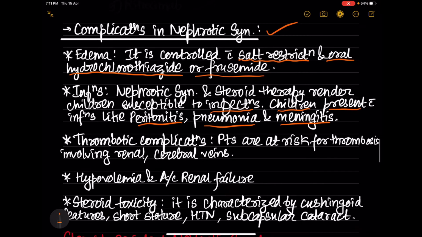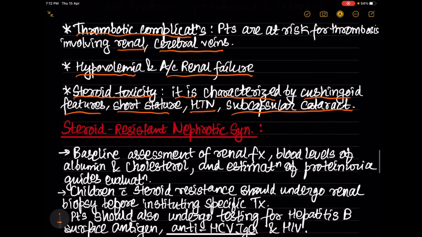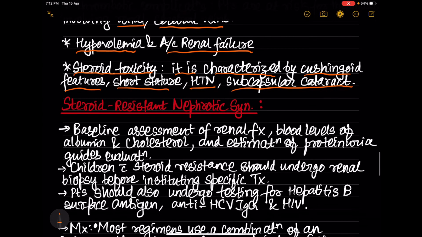Now coming to the other complications, that is thrombotic complications, that is patients are at a risk for thrombosis involving the renal, cerebral veins, etc. Then other complications are hypovolemia and acute renal failure, then steroid toxicity because of usage of corticosteroids. It is usually characterized by cushingoid features, short stature, hypertension and subcapsular cataract. So this was all about the steroid sensitive nephrotic syndrome.